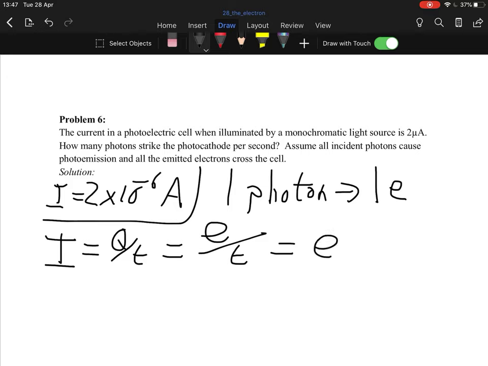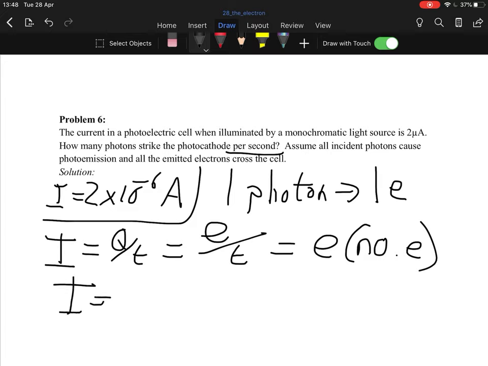Yeah, one electron per time. What's our time? Our time is 1 second. So it's the charge of an electron, and not just the charge of an electron, it's the charge of an electron times the number of electrons. Okay? Sorry, I got confused there. I thought I missed the time, but they gave us the time per second. Cool. Q equals IT, I equals Q over T.